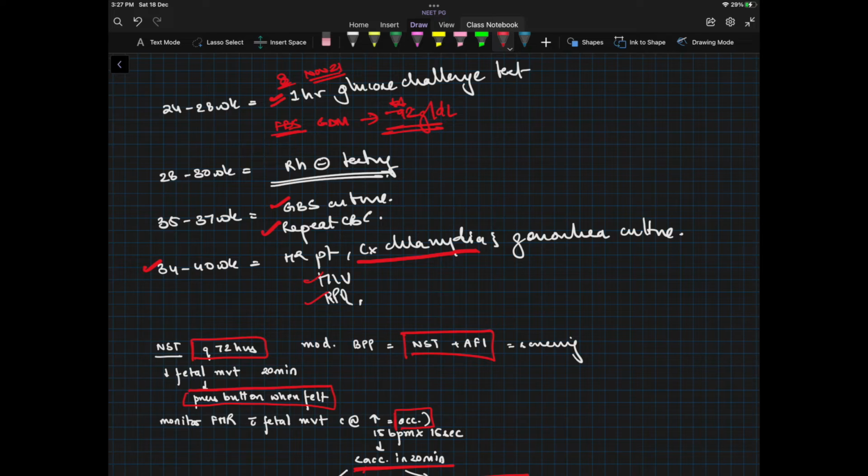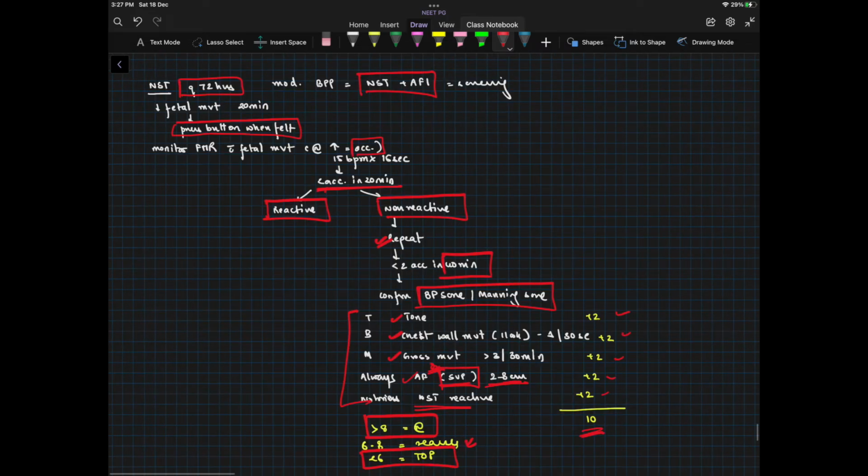A modified biophysical profile can also be done as a screening test, which consists of NST plus AFI. Right, so this is done basically when the female complains of decreased fetal movements, and we monitor the fetal movements every 72 hours. And we monitor fetal heart rate with the fetal movement as well. So normally with the fetal movement, there should be an increase in heart rate of 15 beats per minute for at least 15 seconds, which is called acceleration, right? We look for at least 2 accelerations in 20 minutes. If it is seen, then it is called reactive NST. Otherwise, we call it a non-reactive NST.